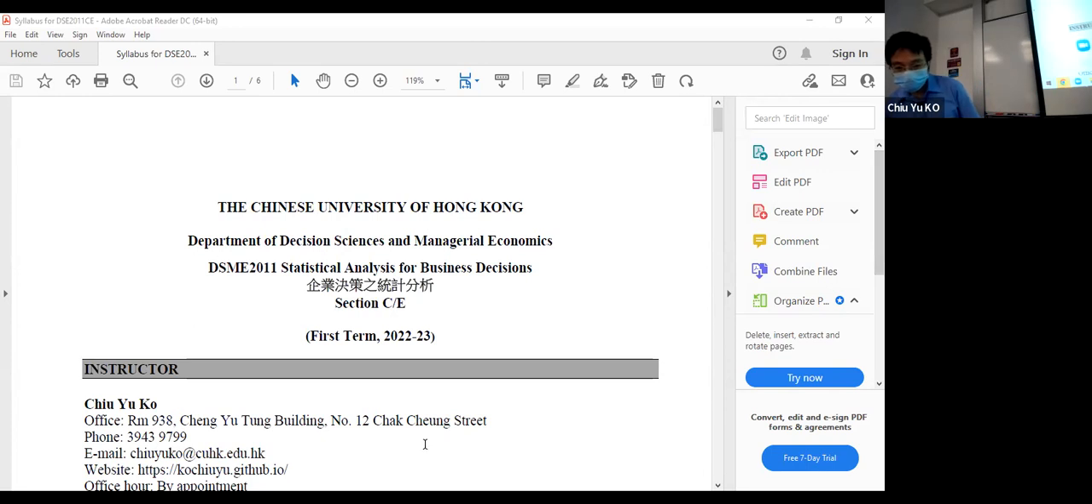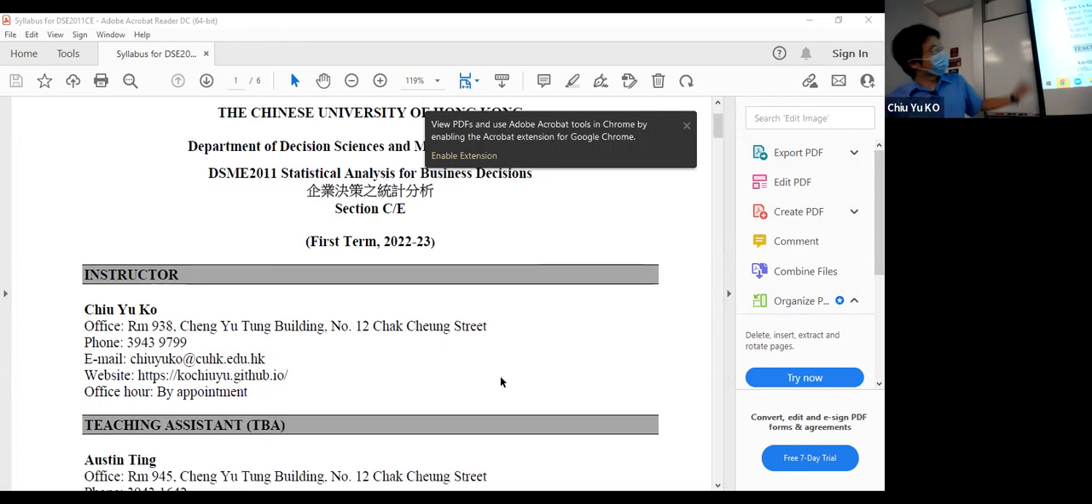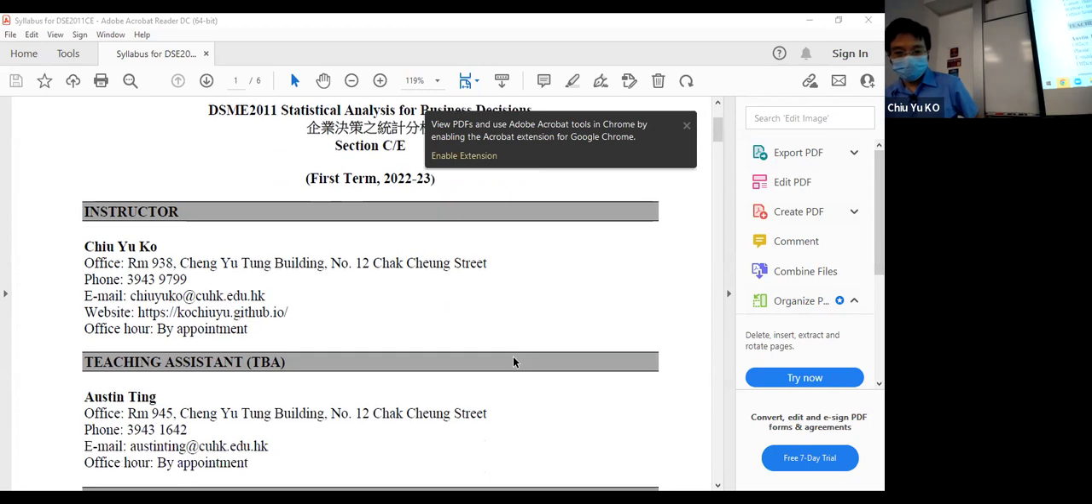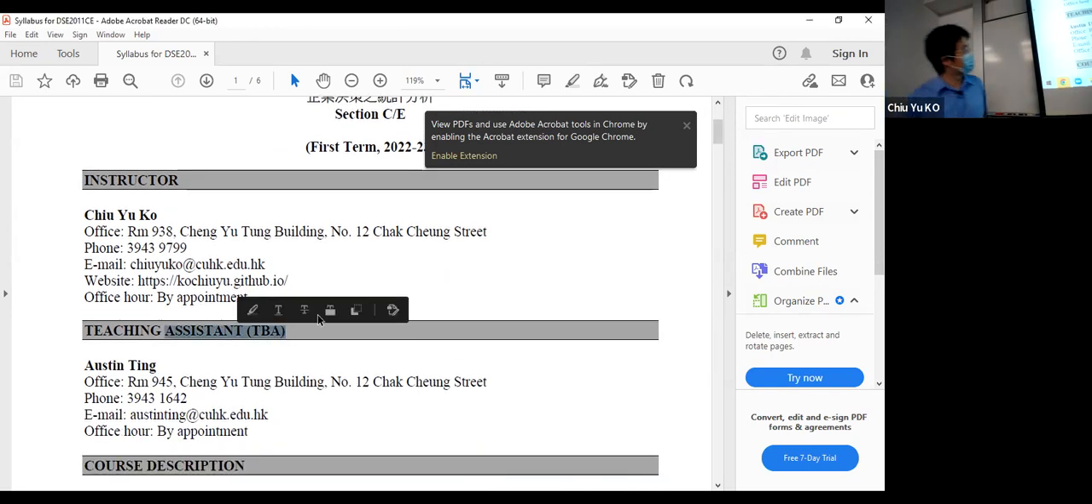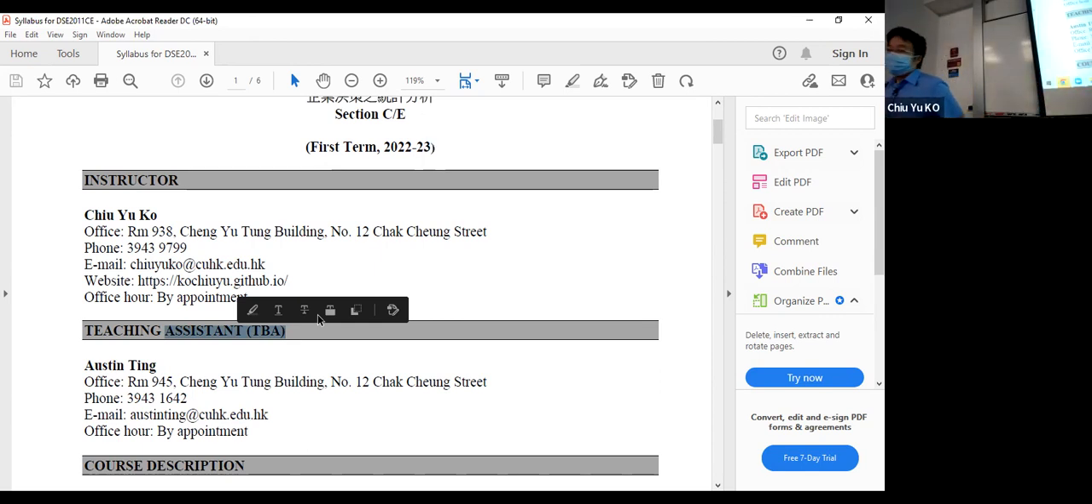Today's class is Section E for 2011 DSME, statistical decision. I'm the instructor. The TA is not around, but it's already confirmed that Austin is our TA. Both of us can hold office hours, or you can make an appointment. You probably want to know something about me to decide whether to drop this class and choose another one, although you can't really skip it because it's a required class.